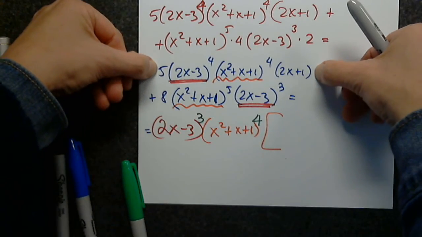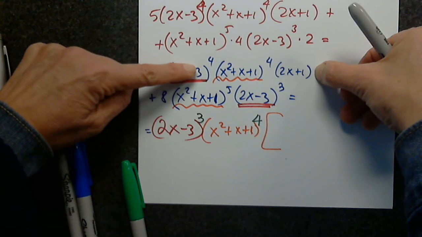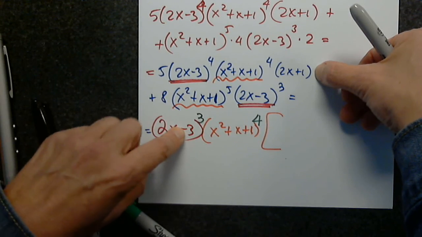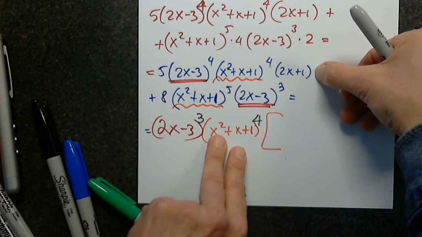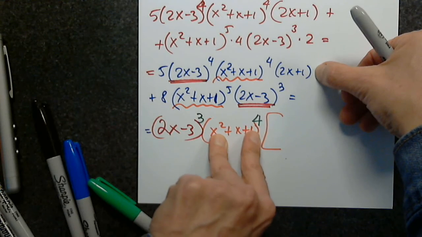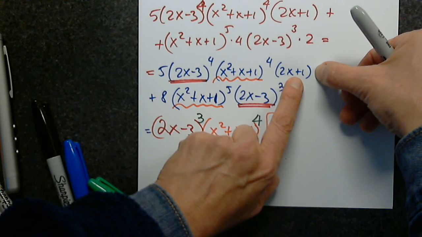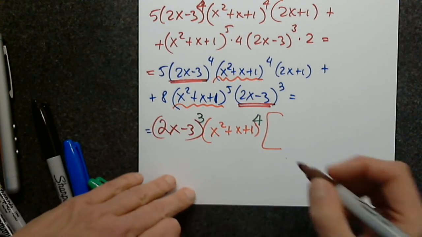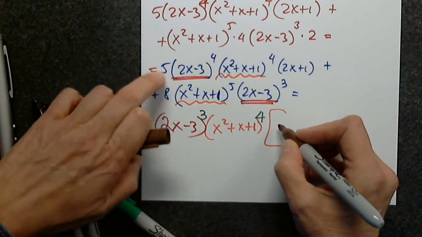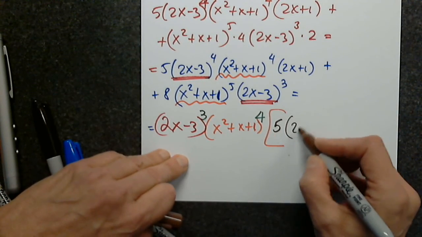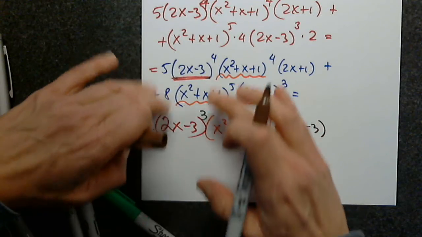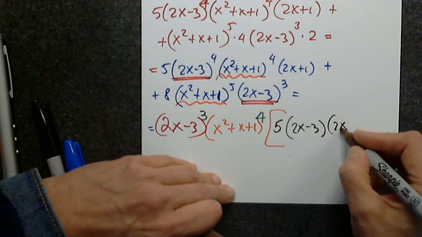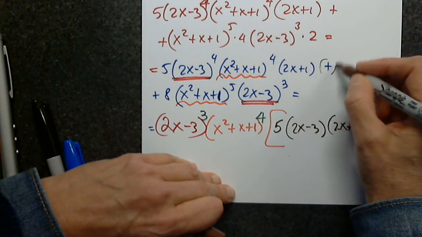From this term, we took out 3 of the 4 factors of x minus 3, and we took out the entire factor x squared plus x plus 1 to the 4th, and we still have this left. So from this entire term, please dictate, and I will write it. What is left? 5 times 2x minus 3. Yes, because from 4 of them, I took out 3, and there is 1 left over, times 2x plus 1. Exactly. And I reached this stage right here.